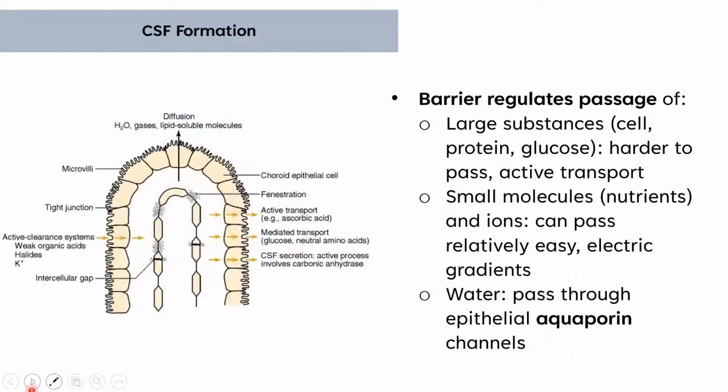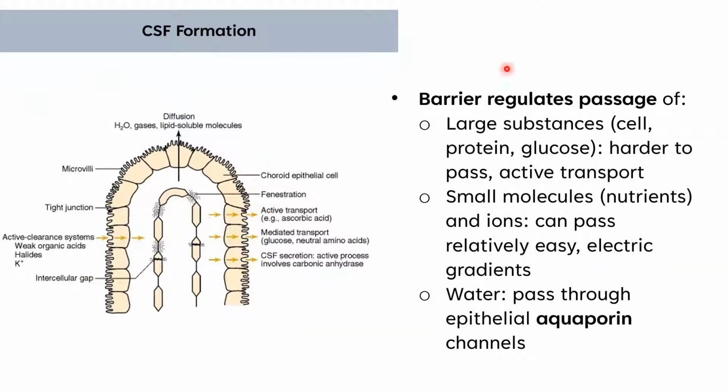Now, the barrier is very important. So the blood CSF barrier is important because it's the regulator of what can pass into the brain. As you know, we can't just let everything pass into the brain. That is very dangerous and can create a lot of damage. So what we need the barrier to do is to regulate and to maintain a certain composition of cerebrospinal fluid and to maintain this composition of brain environment.